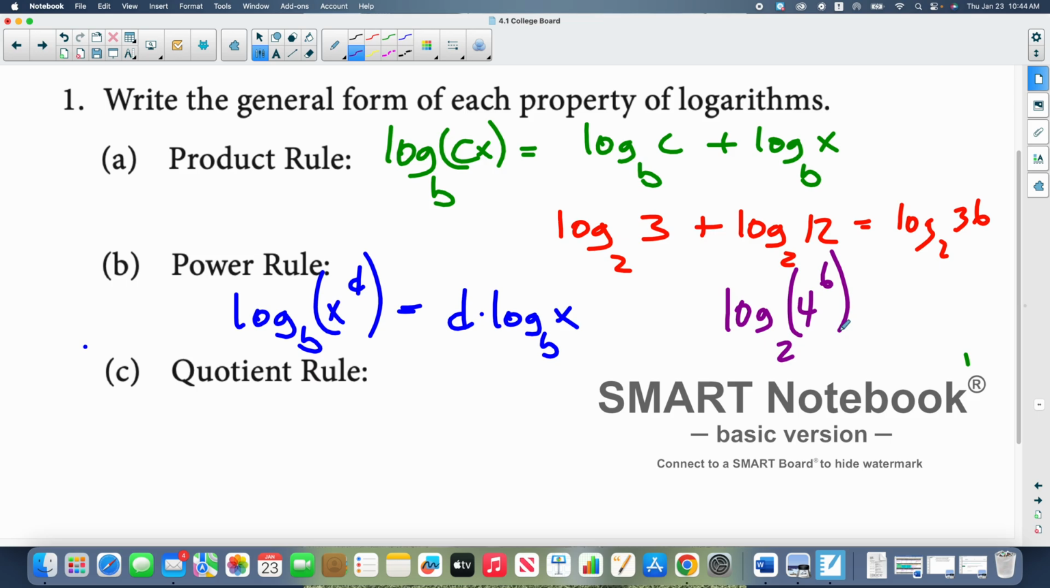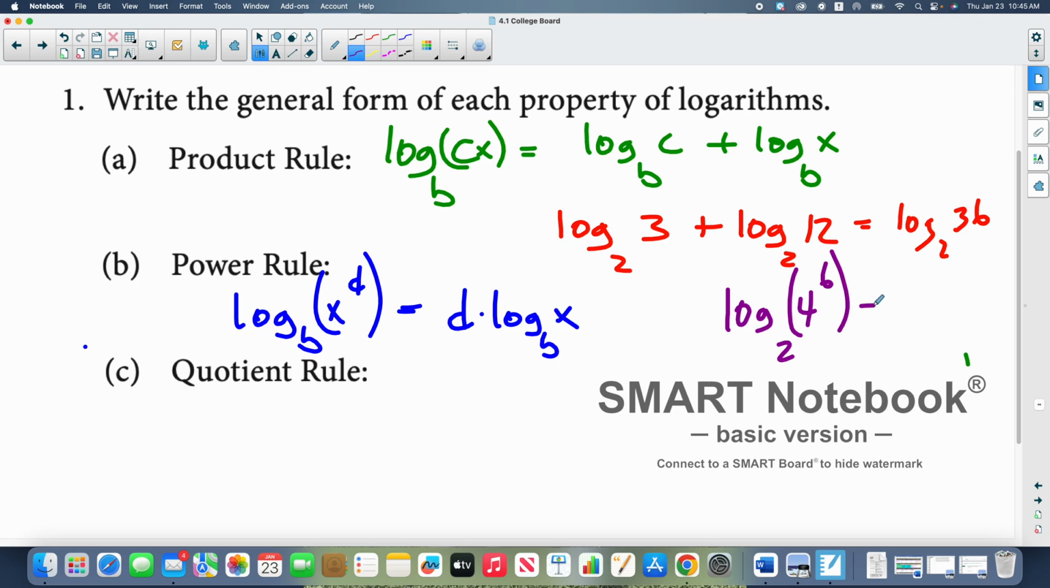But here's an example of one we could do. Okay? Log base 2 of 4 to the 6. Now, you got a calculator, not a big deal, right? But if you don't have a calculator, it's kind of a big deal. How many of you want to do 4 to the 6th power? No thank you. Okay? So what does our property tell us we can do?